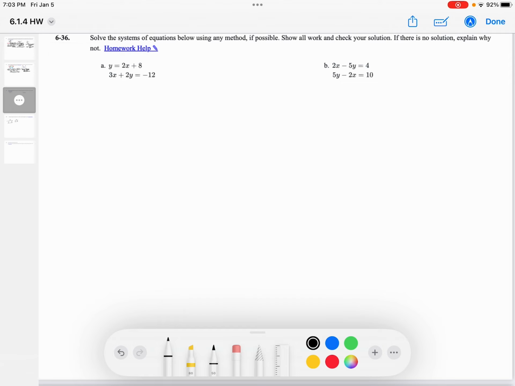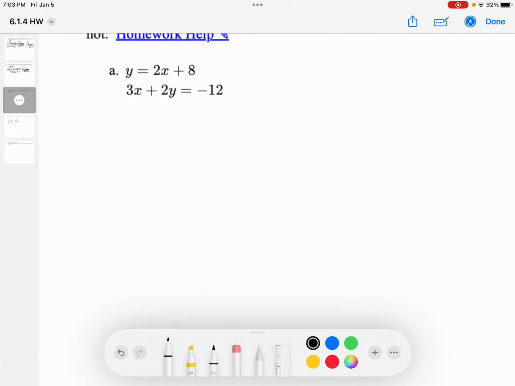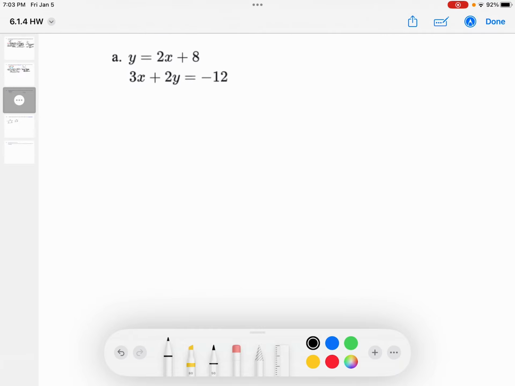All right, problem 36 is solving systems of equations using any method. Show all work and check your solution. If there's no solution, explain why not. All right, so let's start with A here. So three options are graphing, substitution, or elimination. I notice that I already have this first equation solved for y.